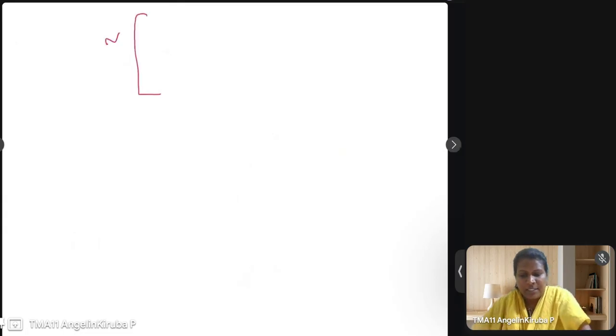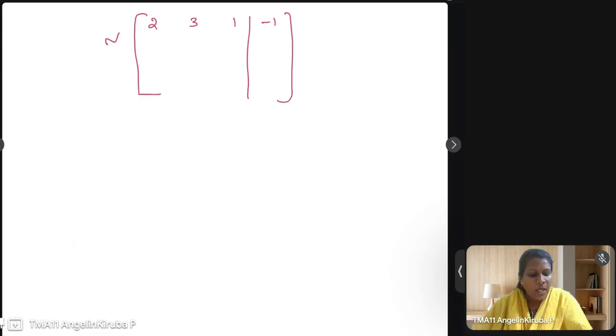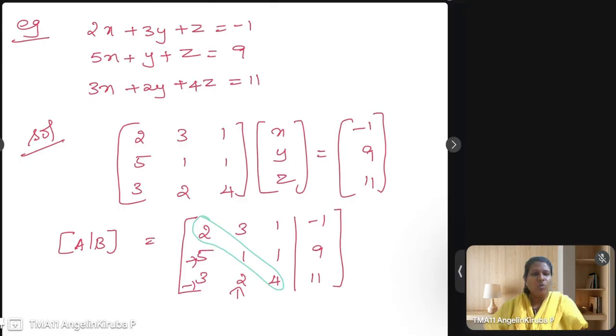So the first row will come as it is. It is 2, 3, 1, and this side it is minus 1. For R2, what transformation can we do here? I have to make this 5 equal to 0. Directly we cannot simplify. So what we'll do is 2 times R2 minus 5 times R1. So that you will be getting a value of 10, and that will get cancelled.